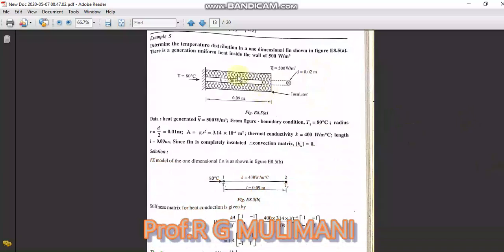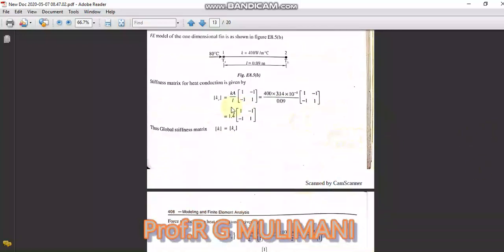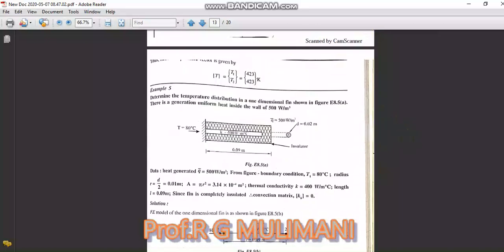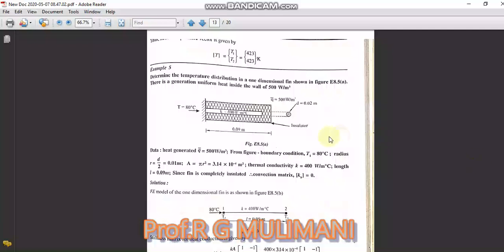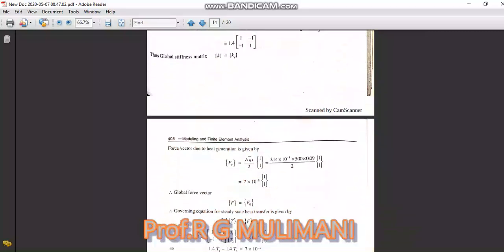As it is insulated, insulated means there is no heat transfer to the outside environment, so there is no convection. If there is no convection, you need to find only the conduction matrix. So K by L times 1 minus 1, minus 1 1. What is the K value here? K value is 400 watt per meter per degree Celsius, so just concentrate on this unit. 400. Area is pi by 4 d square, diameter is given, and the length of the element is 0.09. So you will get a conduction matrix.